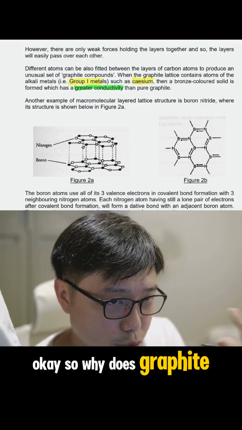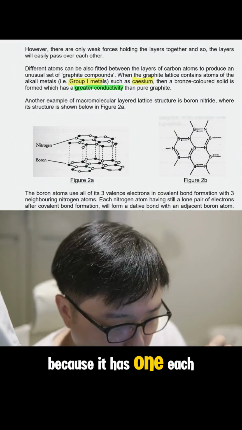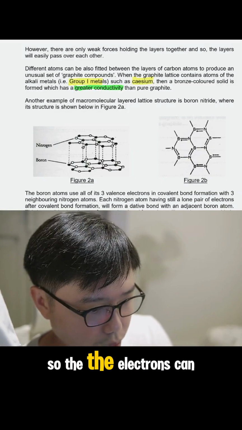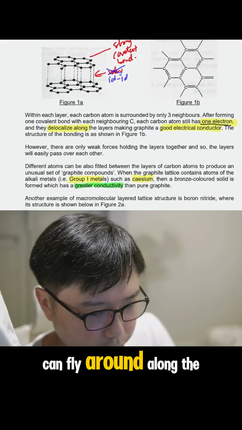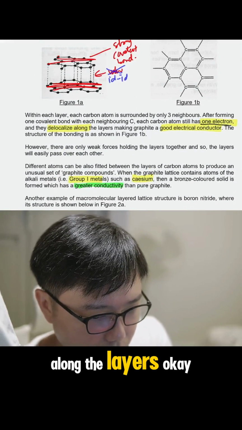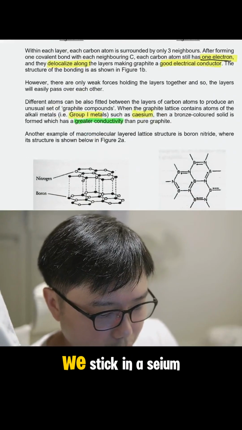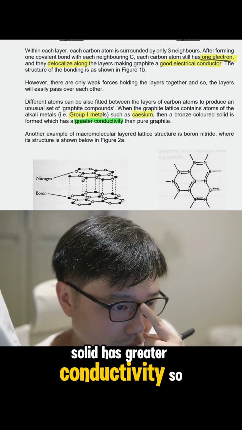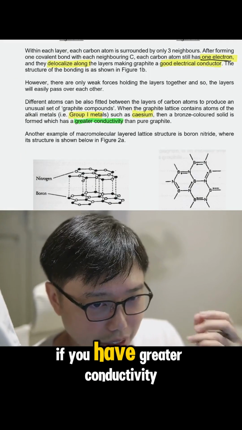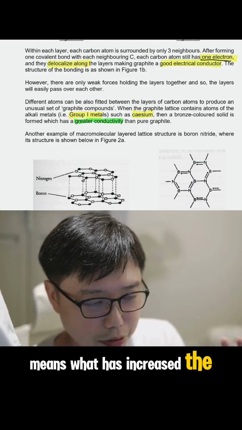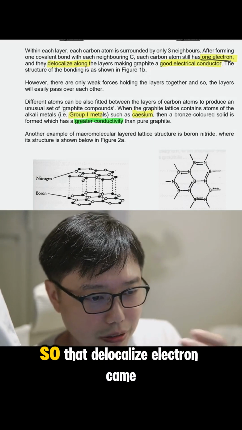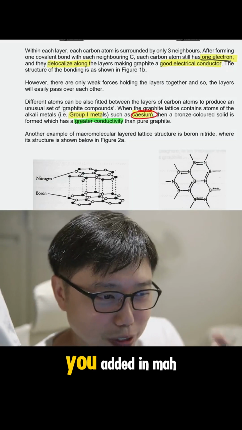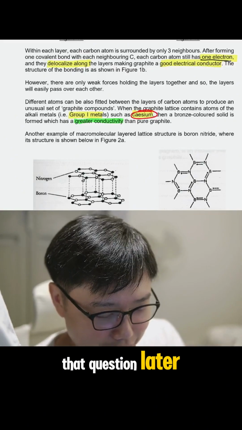So why does graphite conduct? You all know, right? Because each carbon has one extra electron that can delocalize along the layers, so the electrons can move around along the layers. Now that we put cesium in, they say this bronze colored solid has greater conductivity. Very common sense, right? If you have greater conductivity, what has increased? The number of delocalized electrons. So where did that delocalized electron come from? It must come from cesium, because that's the only thing you added in. Anyway, they're going to ask you that question later. I don't want to jump the gun.